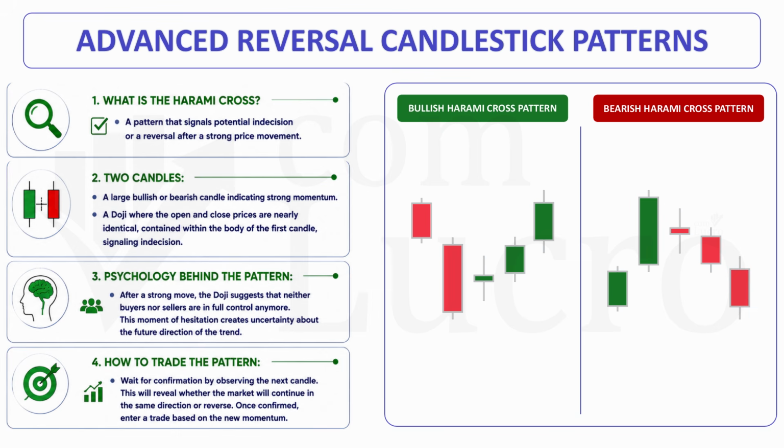The psychology behind this pattern is clear. The market is experiencing a moment of hesitation after a strong push in one direction. The appearance of the doji suggests that neither buyers nor sellers have full control anymore. This indecision creates uncertainty about the future direction of the trend. How do we trade the Harami cross?